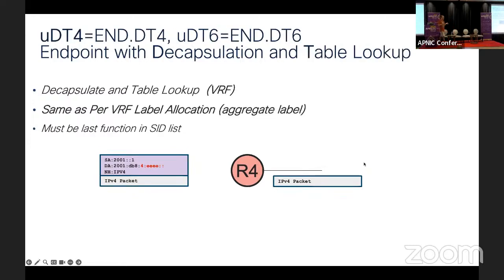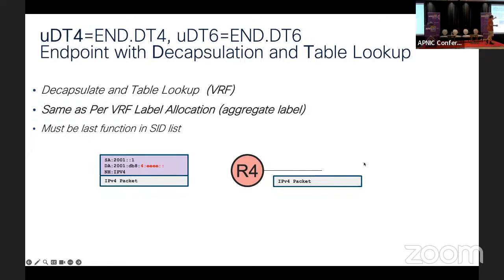And there is another family which is called DT, DT4 and DT6. Well, there is an introduction definition of DT2 as well, but it wasn't made public really. But here we are doing the same thing, and T means table lookup. So I will decapsulate, so it again has to be the last SID in the SID list. I will decapsulate and do T as a table lookup. So I can pick any table in the router where the lookup is done.